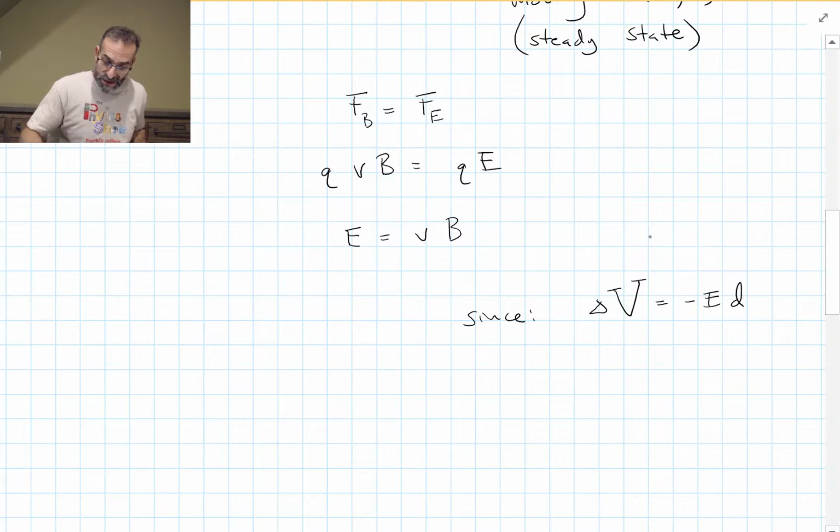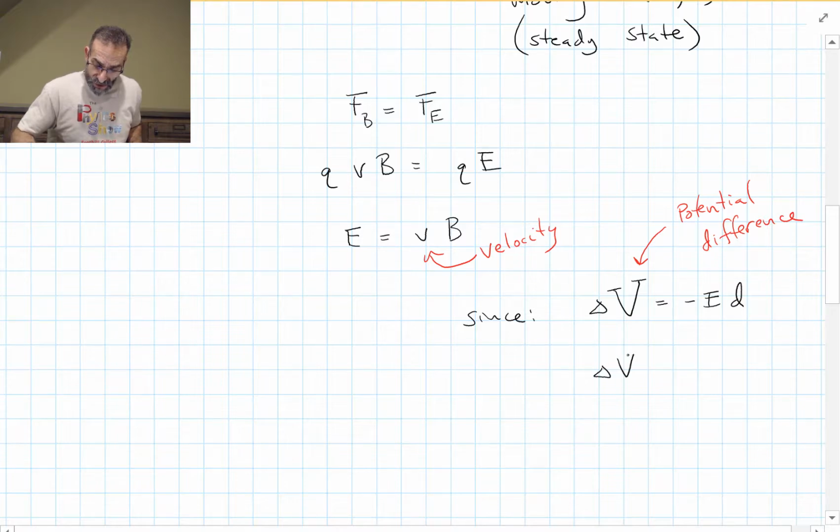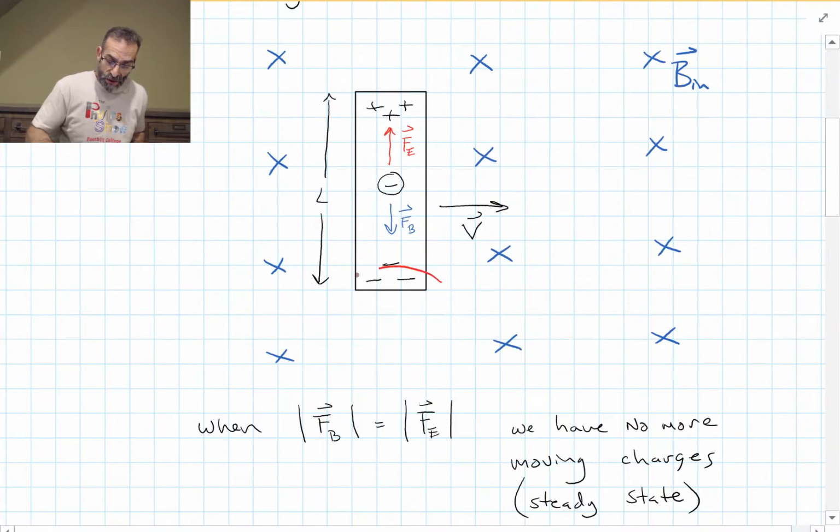So I'm trying to be careful here. This capital V is electric potential difference, and this little lowercase v is velocity. So I'm just going to take the absolute value of both sides. Our potential difference is just the electric field multiplied by the distance. And what is the distance? The charges are building up at the lower end and at the upper end of our conductor. So the distance is L. We'll just call it the length of the conductor, L.